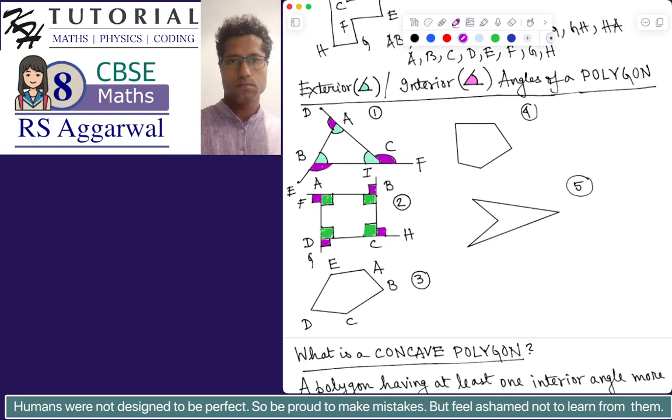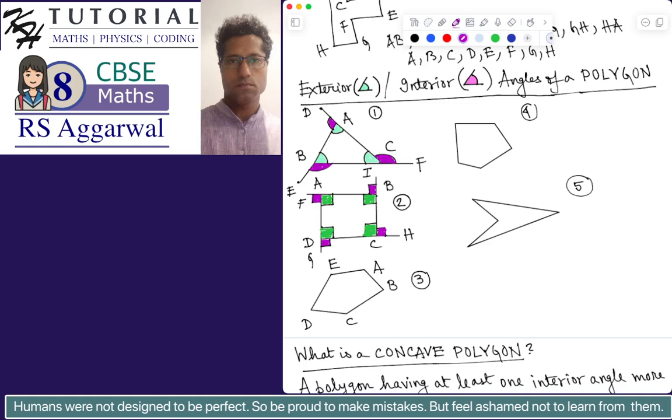So for polygon 2, with number of sides 4, which is basically a square, all the interior angles are 90 degrees, and it has 4 interior angles and 4 exterior angles. Since it is a square, all the 4 exterior angles are the same, they are 90 degrees.